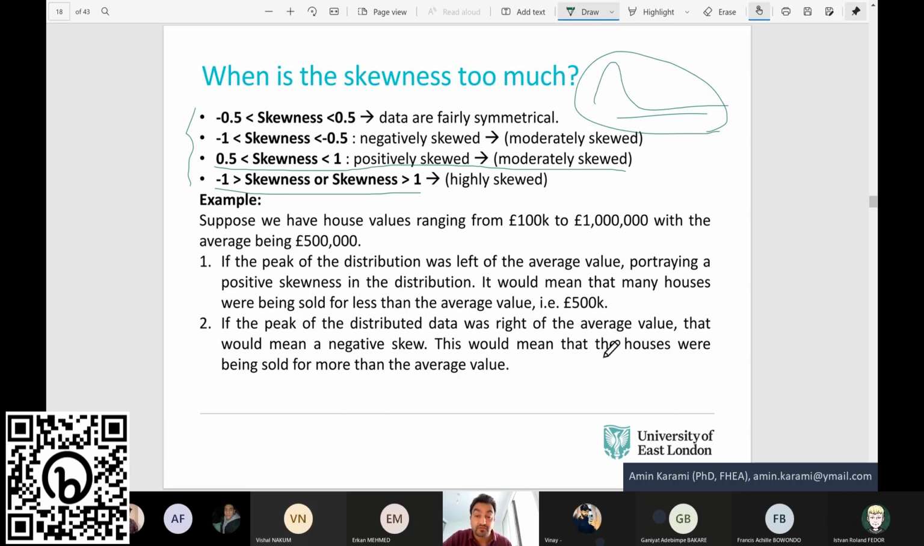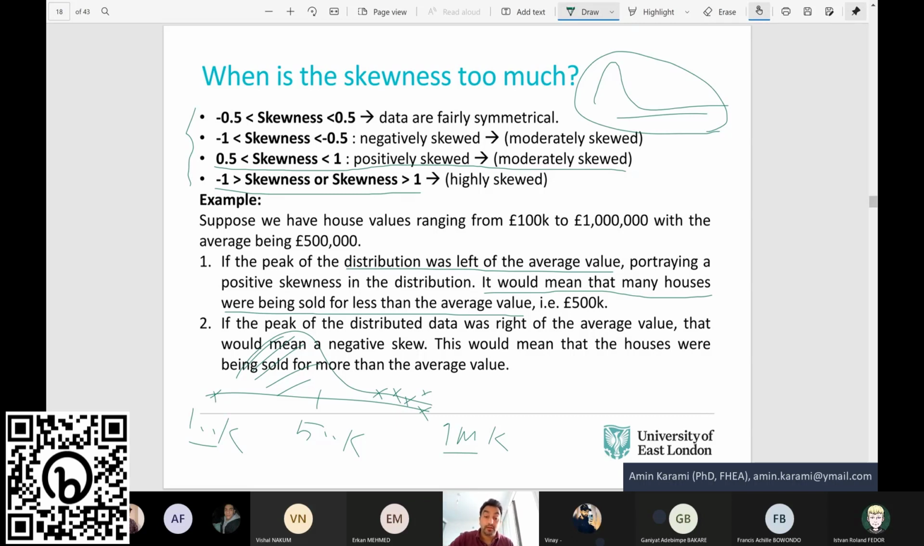It says suppose we have house values ranging from 100K to, let's say, 1 million K, with an average of 500K. If the peak of the distribution was left of the average, meaning the peak is here, something like this, what we can conclude is that many houses were being sold for less than the average value, because most sold houses are here on the left-hand side. So there are few houses sold for 1 million K.